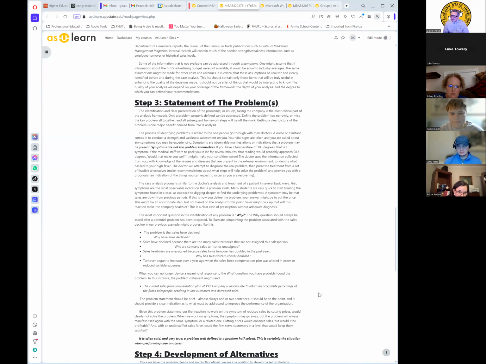The next is the statement of the problem. The identification and presentation of the problems facing the company is the most critical part of the framework. You're coming up with an analysis that states what the core issues are that this case deals with.